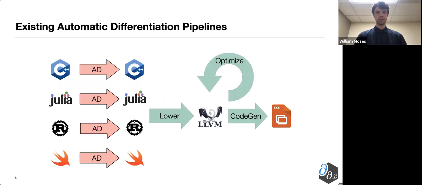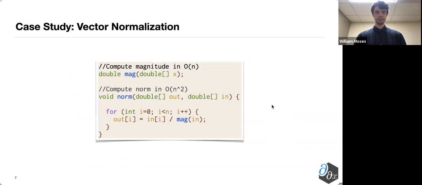Generally, all of these three approaches follow the same pipeline. So we start off with some original code in our language of choice. We run it through our favorite type of AD tool. We then get another code in that same language of choice, and we go through the traditional compiler pipeline, which involves lowering to some intermediate representation, optimizing that code, and creating a final binary.